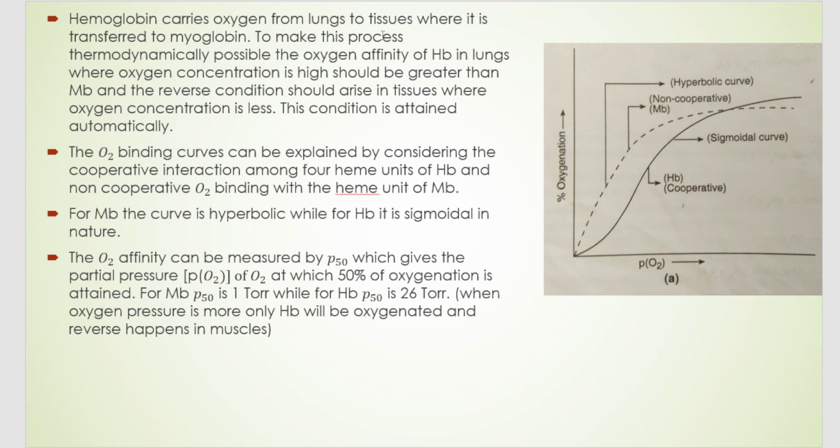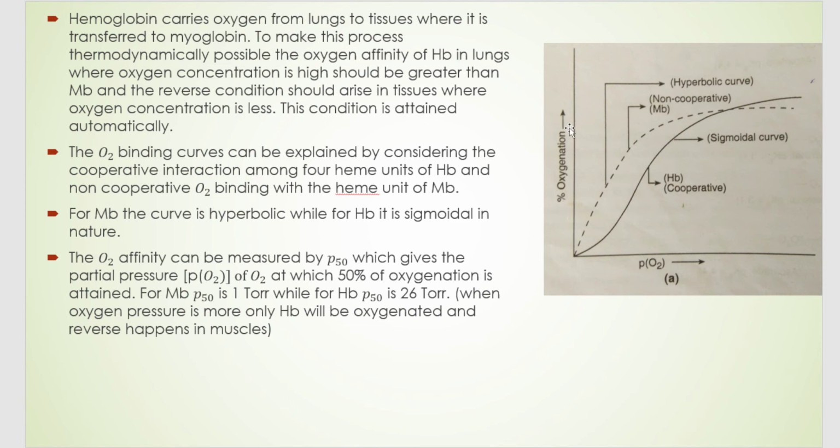Hemoglobin carries oxygen from the lungs to the tissues where it is transferred to the myoglobin. To make this process thermodynamically possible, you know that the oxygen affinity of the hemoglobin in the lungs, where the oxygen concentration is very high, should be greater. That is what I said. And the reverse condition should happen in the tissues where oxygen concentration is very less. Hemoglobin is designed in such a way that this happens automatically. The oxygen binding curve explains this.